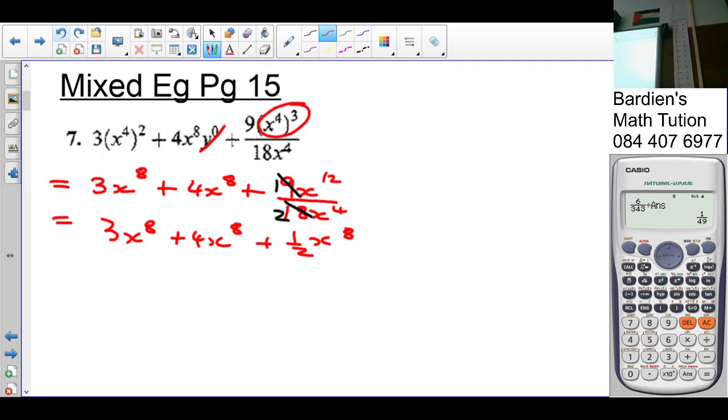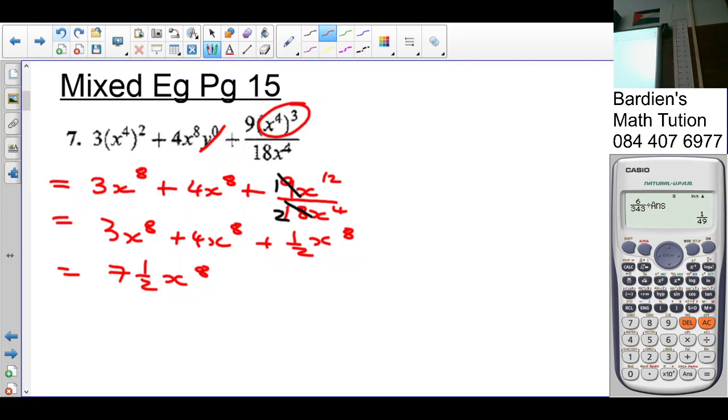What do you notice? Like terms, not so? In other words, this would give us what? 3x^8 plus 4x^8 is 7x^8. 7x^8 plus a half x^8 is 7.5x to the exponent 8. Who got that sum right? Okay. Taskin, where did you go wrong?